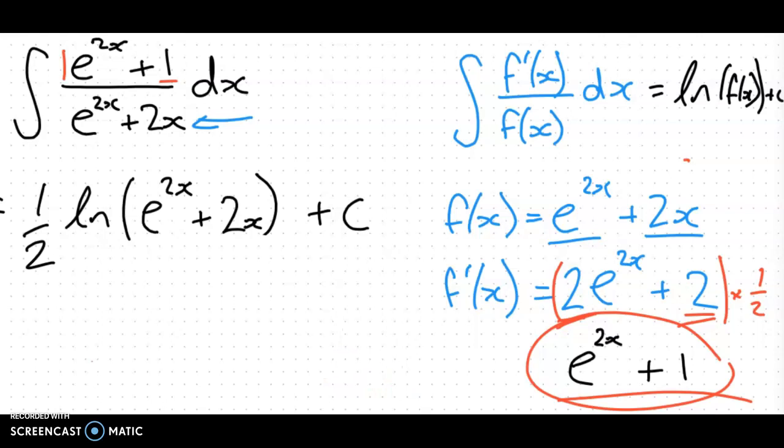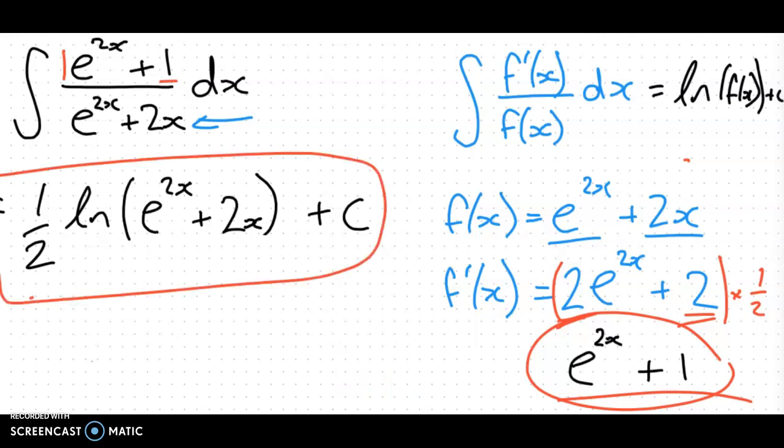Okay, so the key to figuring this out was recognizing that this was one of these kind of questions. Once we think that this might be one of these kind of questions, then we go down this route and realize what we need to do to adjust it so that it will look how it's meant to look. Okay, hope that answers your question.